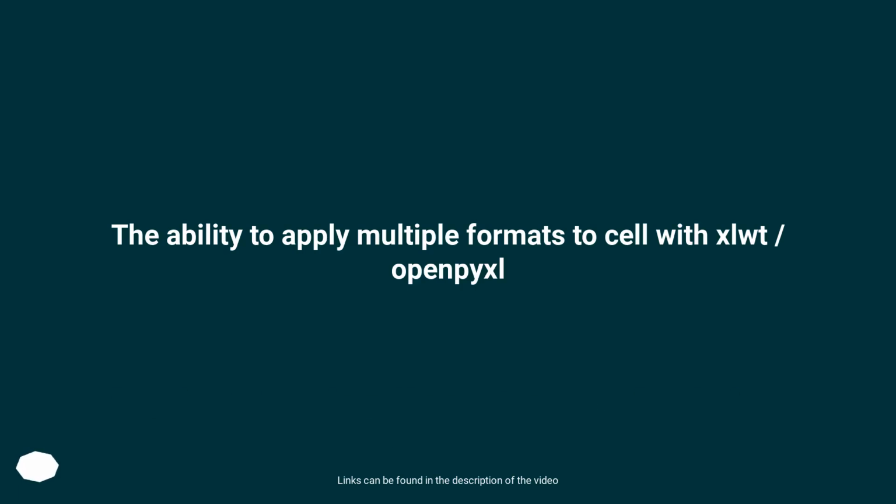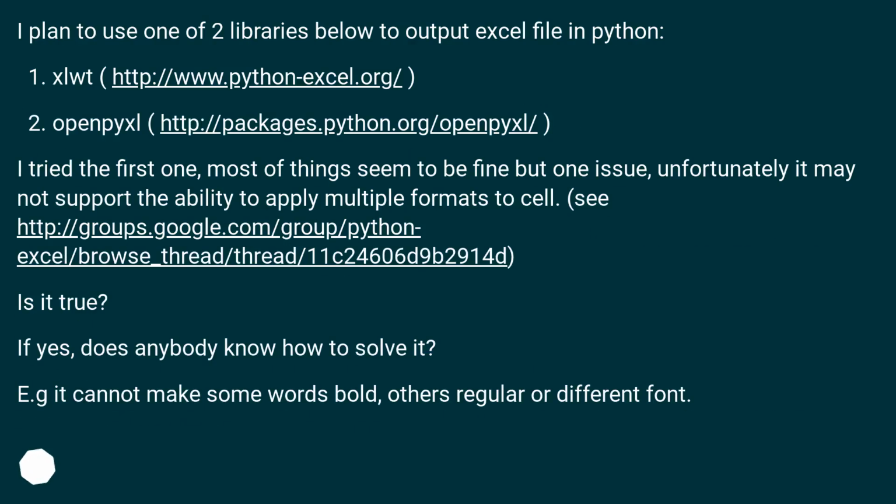The ability to apply multiple formats to a cell with xlwt, openpyxl. I plan to use one of two libraries below to output an Excel file in Python: xlwt, this URL, and openpyxl, this URL. I tried the first one, and most things seem to be fine, but one issue, unfortunately, is that it may not support the ability to apply multiple formats to a cell.